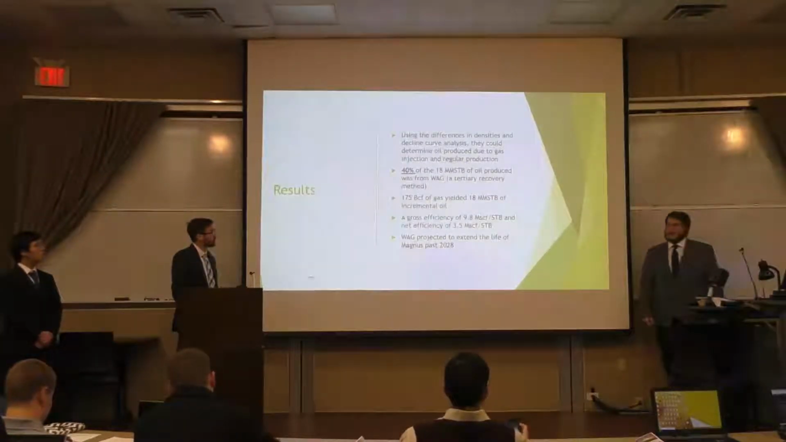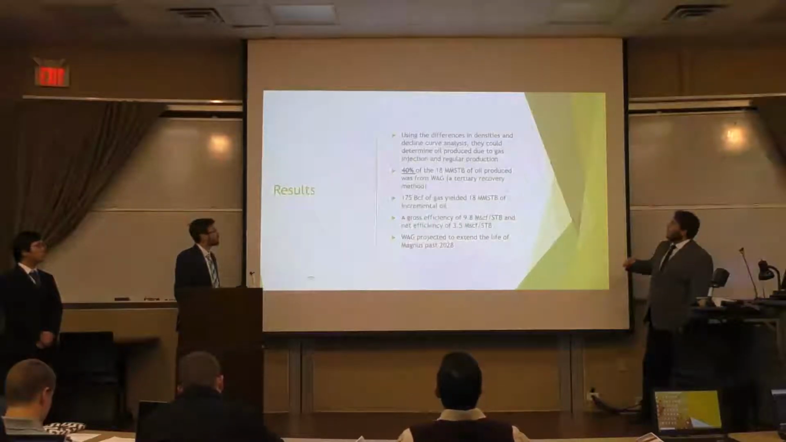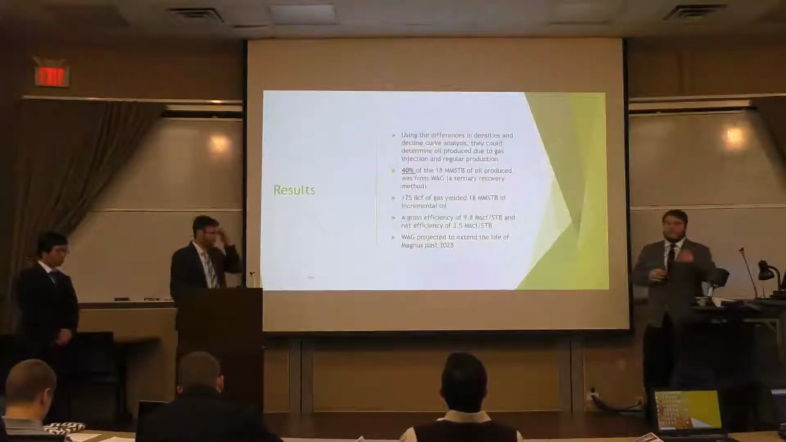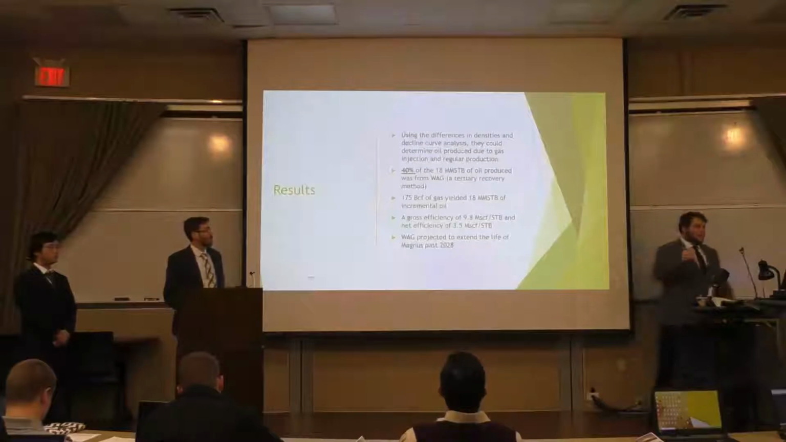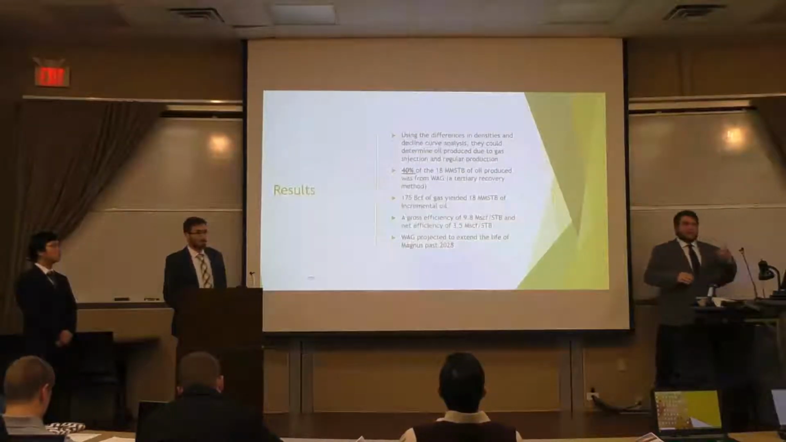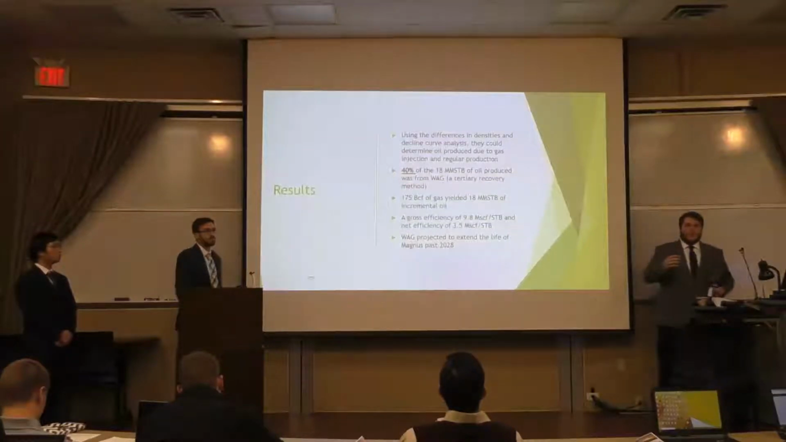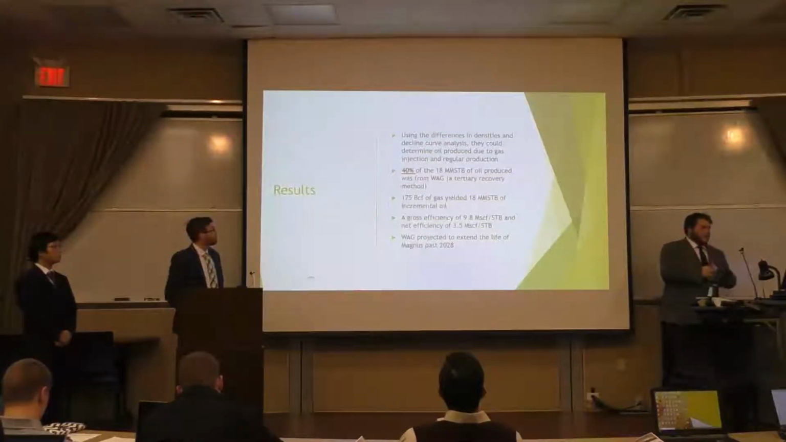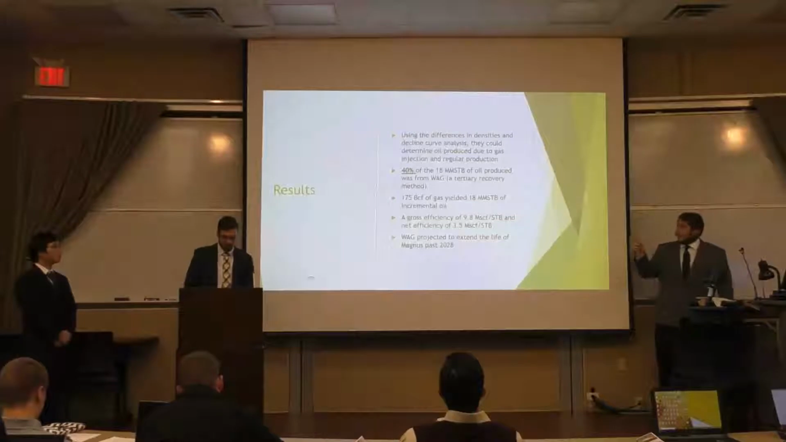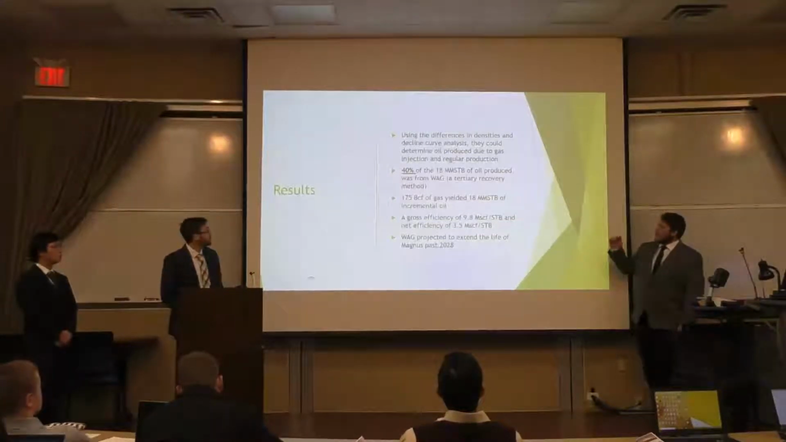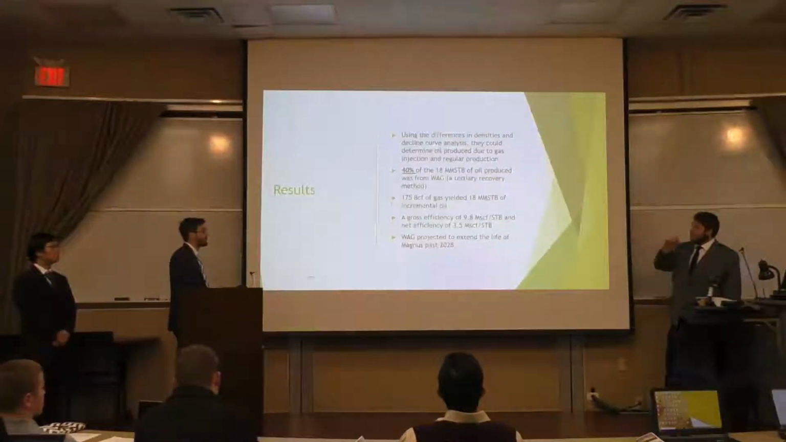And for the results in the Magnus field from 2012, they found that, using the differences in densities and the decline curve analysis, they could determine which oil was produced with normal recovery and which oil was produced with WAG. And they actually found that 40% of the 18 million standard barrels of oil was produced from the WAG method, which is good for a tertiary recovery method.